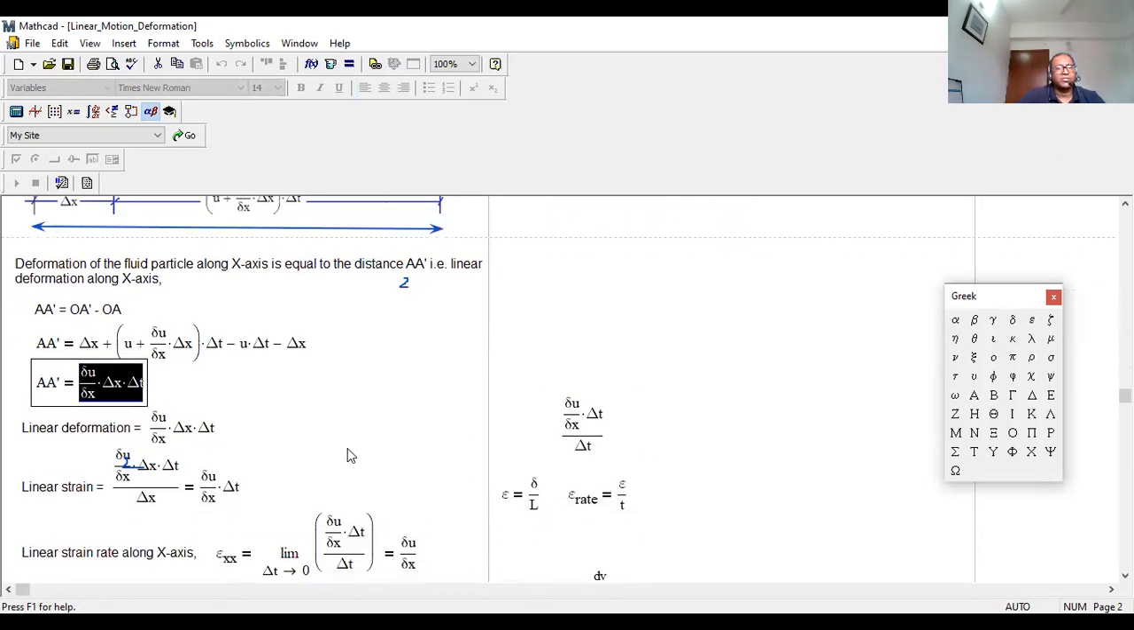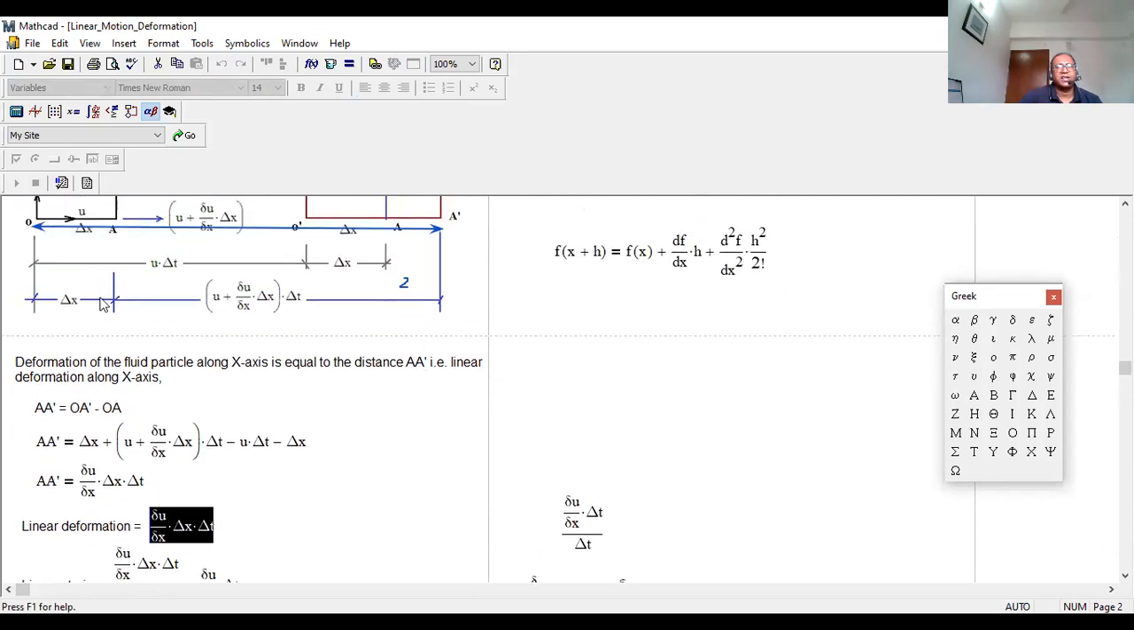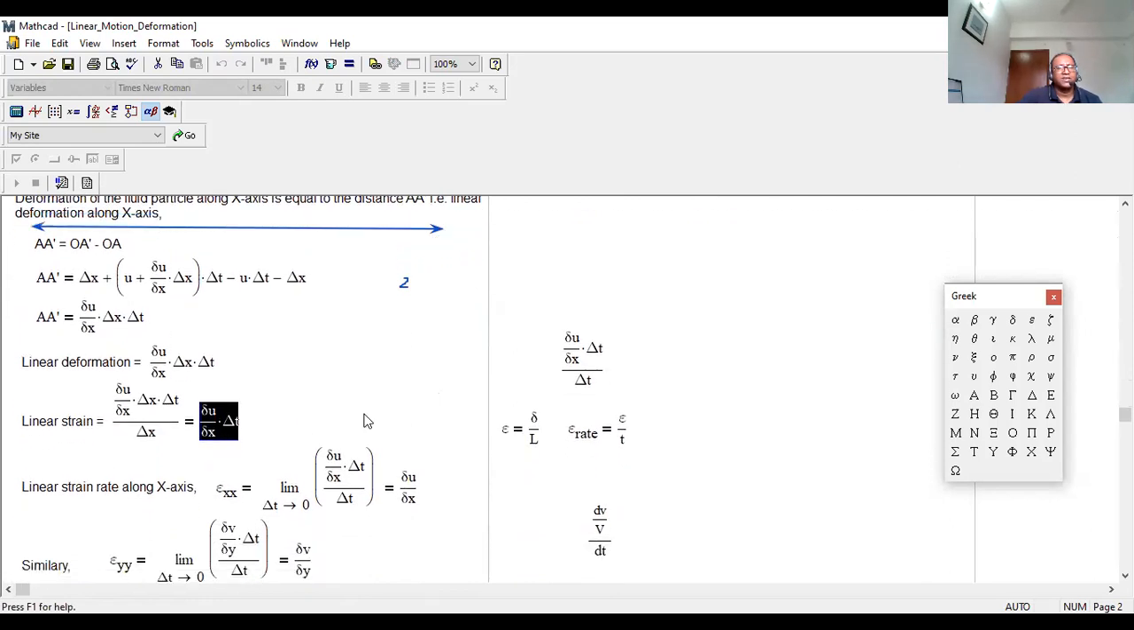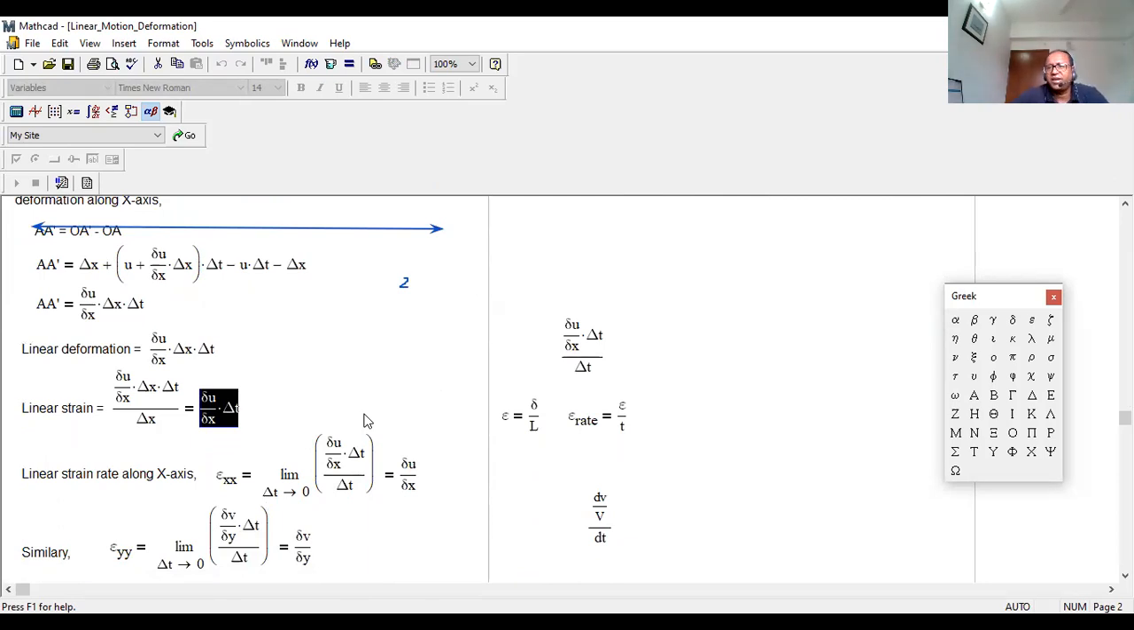But I would like to figure out the strain. What does strain mean? Change of length, how much rate of change of length. If I add rate, then it comes with time. But if I would like to figure out only the linear strain, you already learned in solid mechanics: deformation divided by original length, that will be strain. Strain equals delta L by L, right over here. So how much length increase? This much, divided by the original length along the x-axis, which was del x, but this much length increase. So this is the deformation divided by original length. So you get this one, del u by del x into del t. Now, if you would like to figure out the strain rate, that means there is a t.